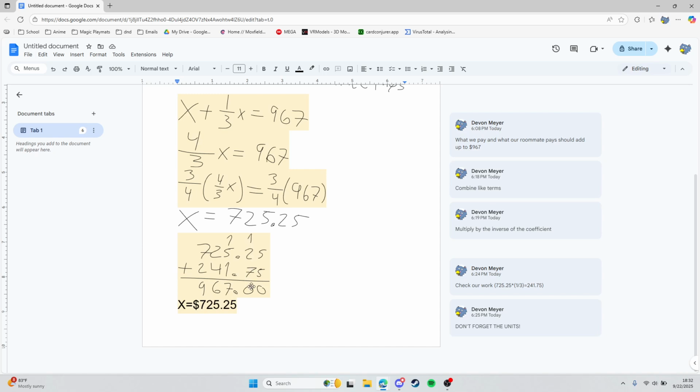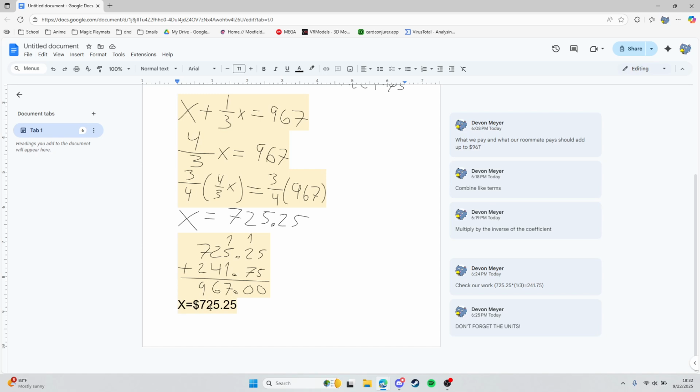So we just add them up, and we can see that 5 plus 5 is 0, carry the 1. 1 plus 2 plus 7 is 10. Drop the 0, carry the 1 over the decimal. 1 plus 5 plus 1 is 7. 2 plus 4 is 6. And 7 plus 2 is 9. And so we have solved it.